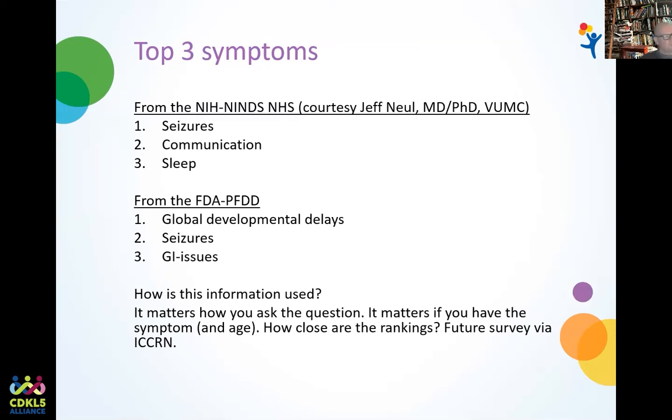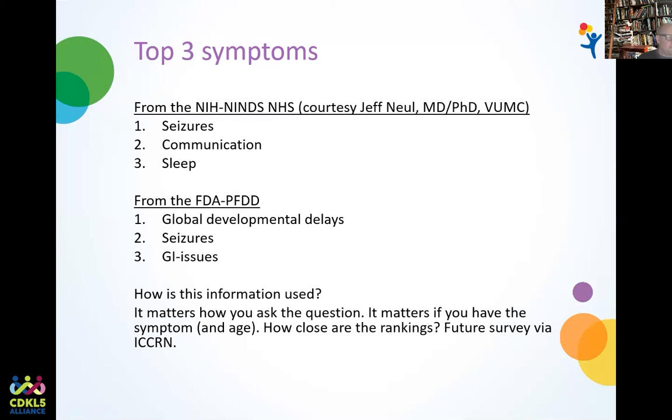So the question when these top 3 symptoms are developed, the main question I think is how is this information to be used? And one of the ways that this could be used is through development of therapeutic programs that, in this case, specifically say that seizures should not necessarily be the primary focus. But when you ask these questions, it really matters how you ask the questions. And whether or not you're in the top 3, it depends on whether or not you have the symptom. And also that depends on how old you are.